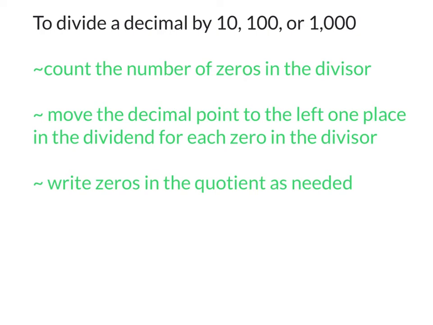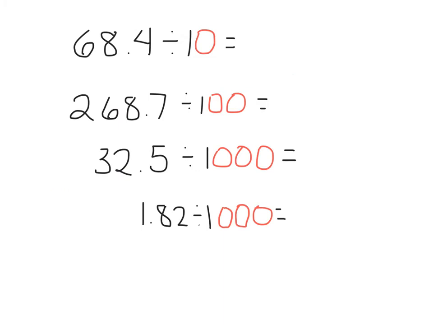Here are the rules to divide a decimal by 10, 100, or 1000. You first count the number of zeros in the divisor, then you move the decimal point to the left 1 place in the dividend for each 0 in the divisor, and you write zeros in the quotient as needed. Let's take a look at some examples.